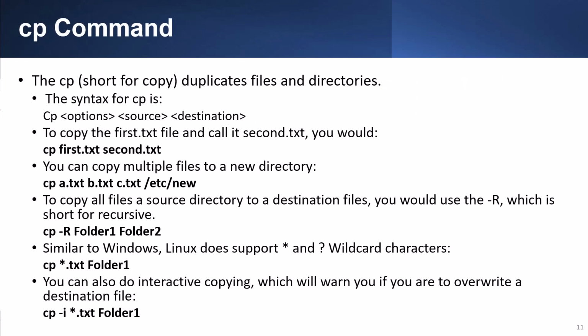The cp command, short for copy, duplicates files and directories. The syntax for cp is cp, options, source, destination. To copy first.txt and call it second.txt, you would execute cp first.txt second.txt. You can copy multiple files to a new directory: cp a.txt b.txt c.txt /etc/new. To copy all files from a source directory to a destination, you would use -R, which is short for recursive: cp -R folder1 folder2.